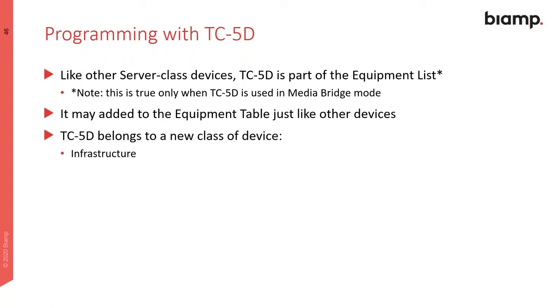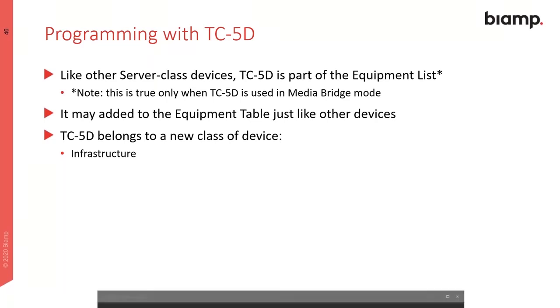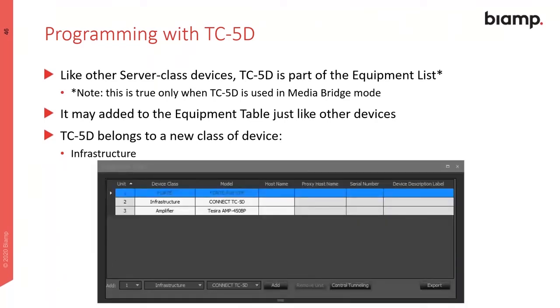The TC5D will be added simply in the equipment table. You will find it over there. It will be part of the infrastructure devices, so you will not find it as a server class device. You will find it as an infrastructure device. As you can note on the snapshot from the equipment table, we have a Forte, for example, an infrastructure device, and a PoE device over here.